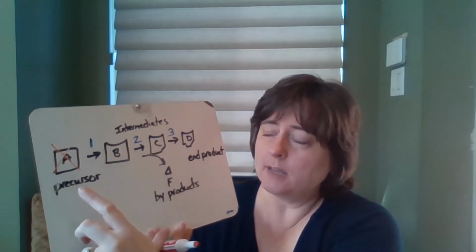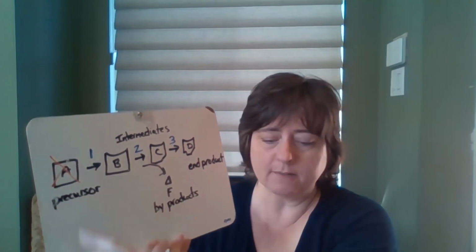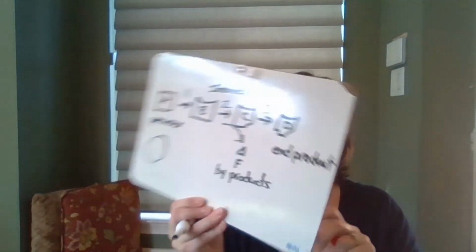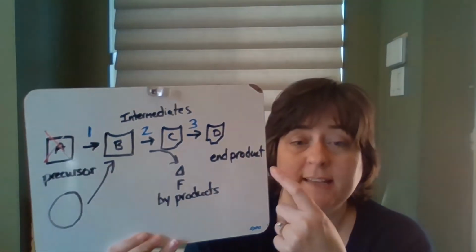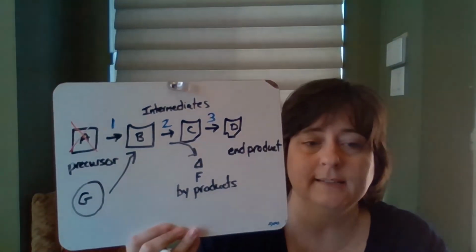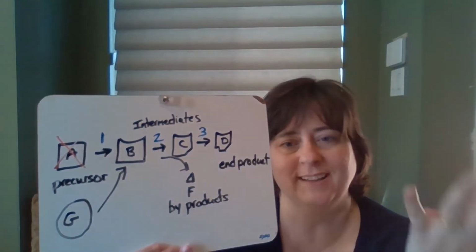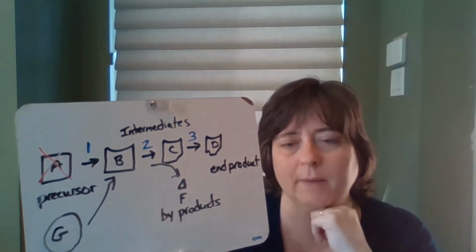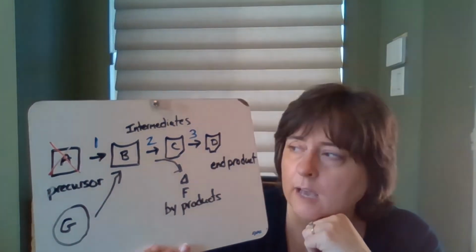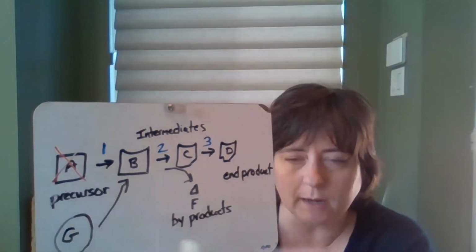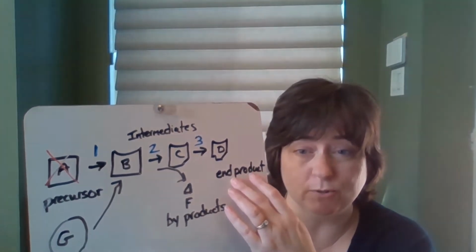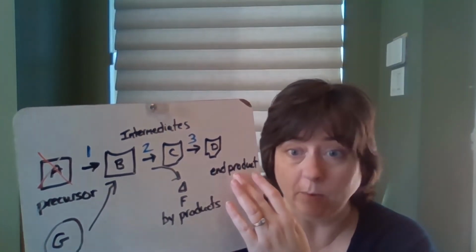And so sometimes what happens is A may not be available, but there may be a similar looking molecule that we can convert and take it and make B out of it. So A is not available, but I have G down here, and I can take G and turn it into B. And then what happens? B to C, C to D, and then I've got my end product, and my bacteria cell lives. It's very important to keep metabolic pathways going because many of these end products are crucial to survival. Without them, you will die, and we don't want to die.